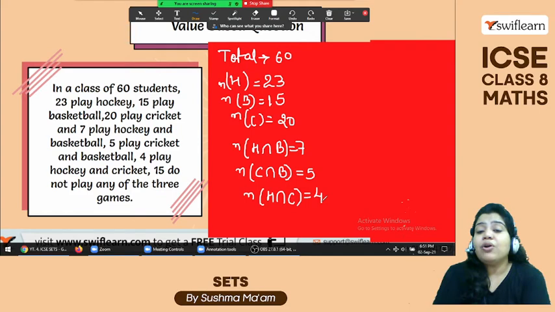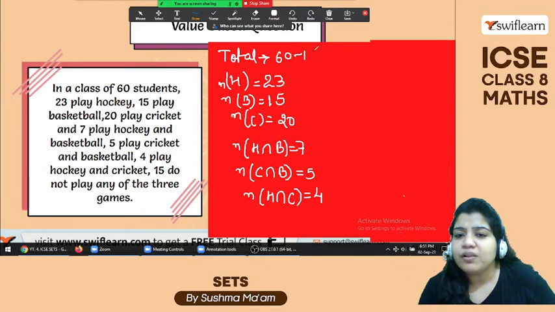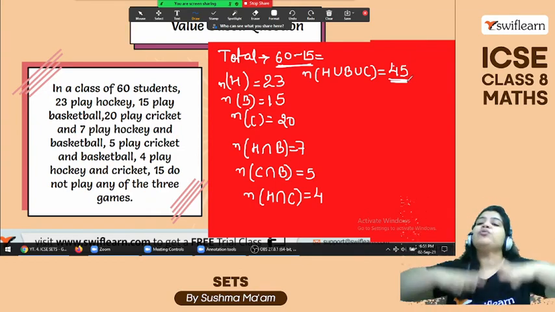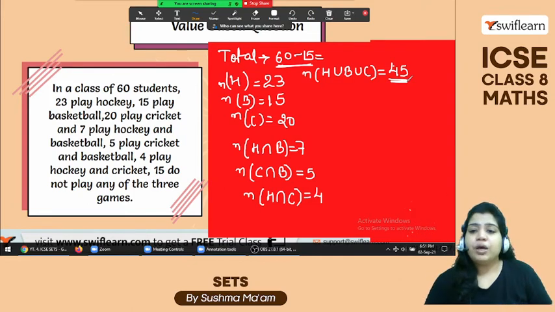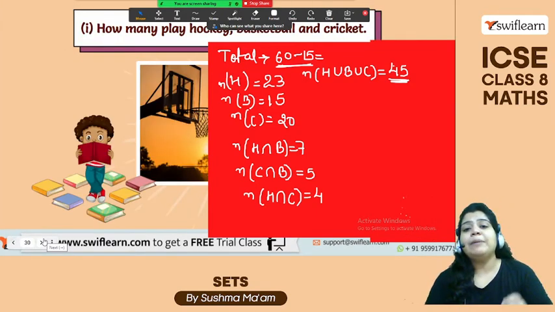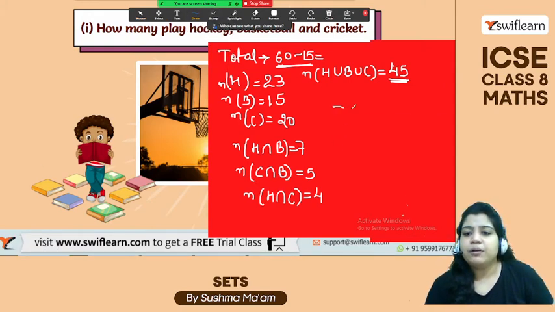Here, how many of the students are playing a game? We have to subtract this 15. So I can say that the number of H union B union C is 60 minus 15, which is 45. So all the students who are playing number 45. Now we have a question. Let's see the question: how many play hockey, basketball and cricket? Let's show this example with the help of a Venn diagram.